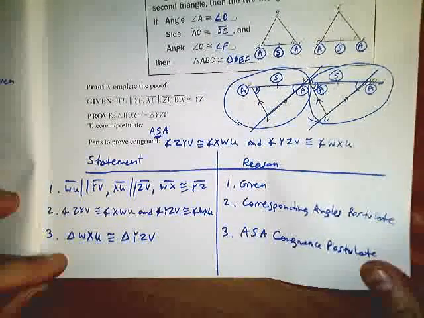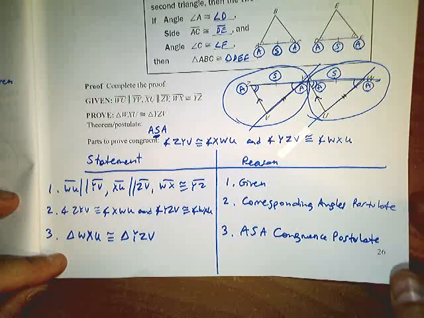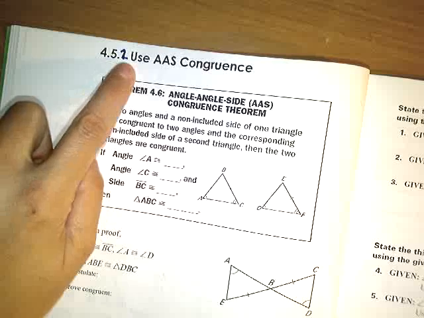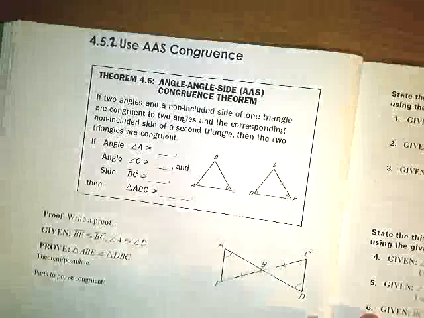Okay, and now we're moving on to 4.5.2, that's chapter 4, section 5, part 2. Again, this was a typo right there, so change that 1 to a 2.